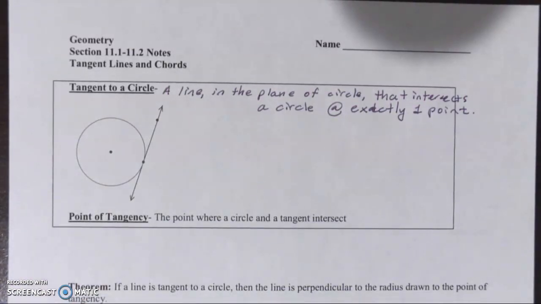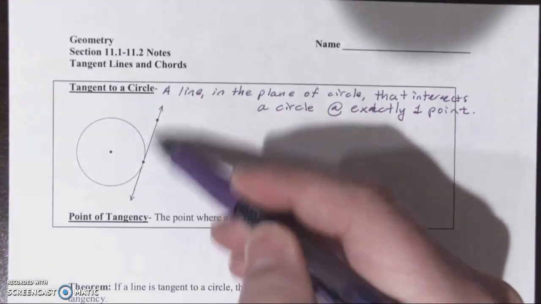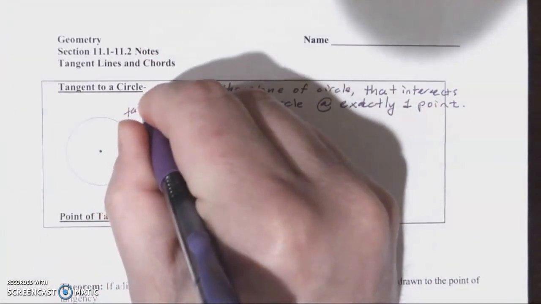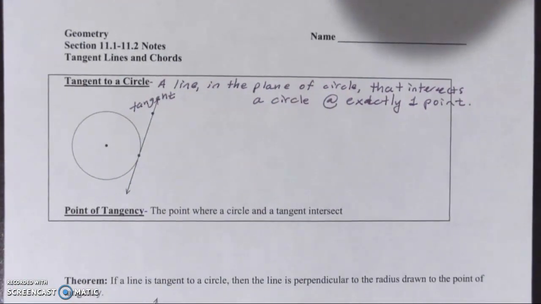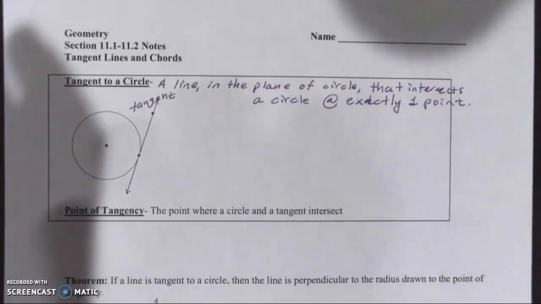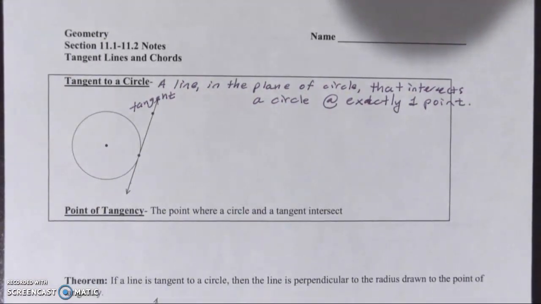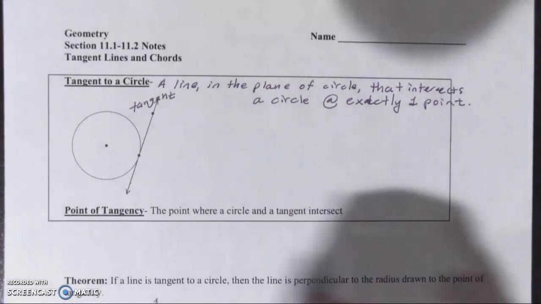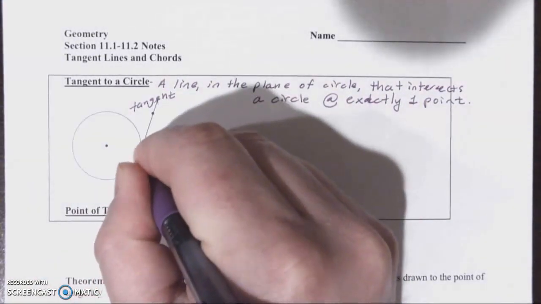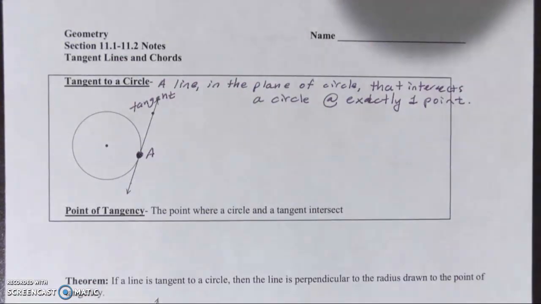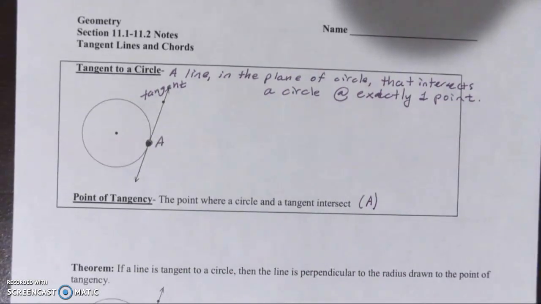We've given you an example of that right here. This line here would be considered a tangent to the circle, or a tangent line to the circle. They're kind of synonymous. We also give you a quick definition of that point of tangency. So the point of tangency is where a circle and a tangent intersect. Let's say we gave this an actual label of point A on this diagram. A would be the point of tangency, the point where the tangent line intersects the circle.